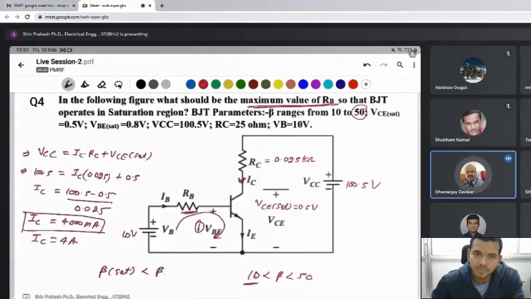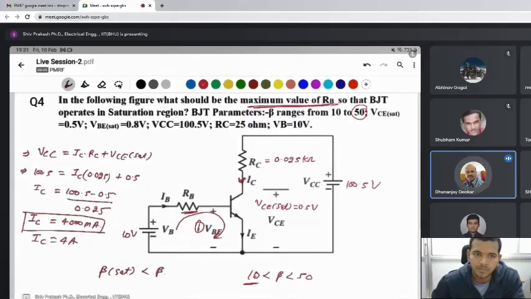With a beta value of 50 also, it may go into saturation. But the data sheet says that in the worst case beta is 10, which means if the gain is 10, it will act in saturation. That is why we have to take 10. Why not 50? In the worst case with 50, it may or may not. With the lower beta we guarantee saturation, but if they are ensured by the data sheet, the parameter is 10 to 50.